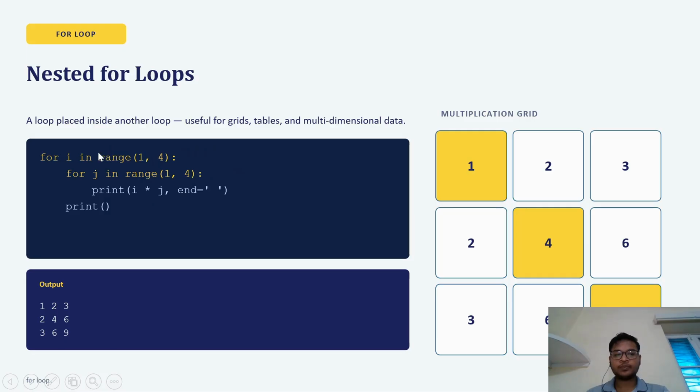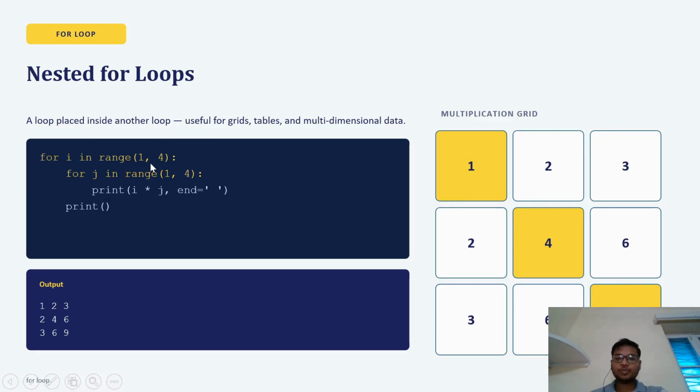Then the code will go to the outer loop. At the previous point i was 1. Now i is 2. The code is coming here. Now j starts with 1. Then 2 into 1, 2. Correct. And j is now 2. So 2 into 2, 4. And now j is 3. It's 2 into 3 is 6. Correct. Now again j is 4, that's not inside the range, so the inner code is not executed. Then the code will again go to the outer loop.